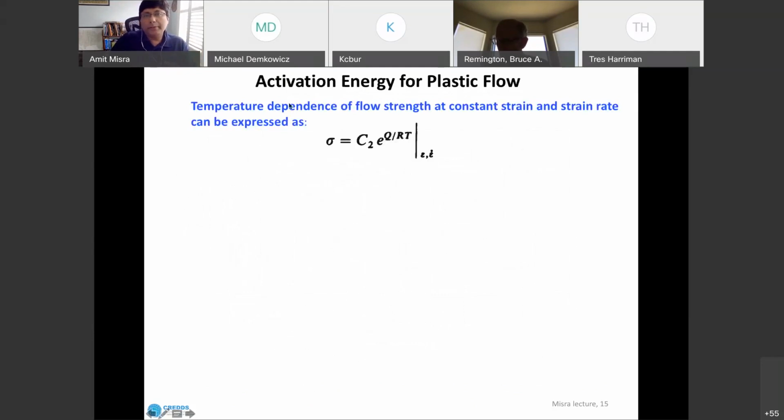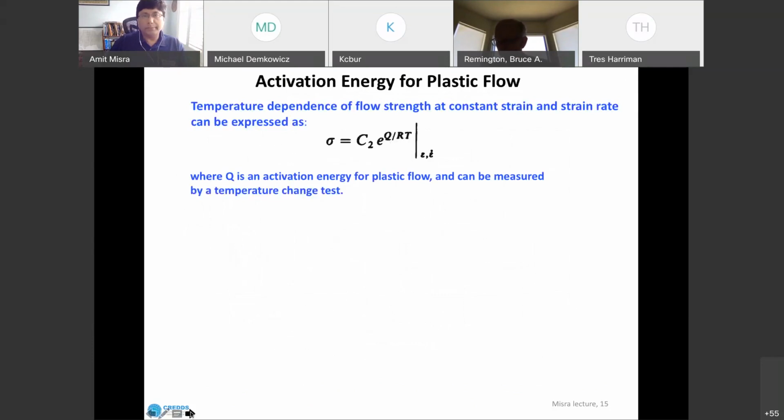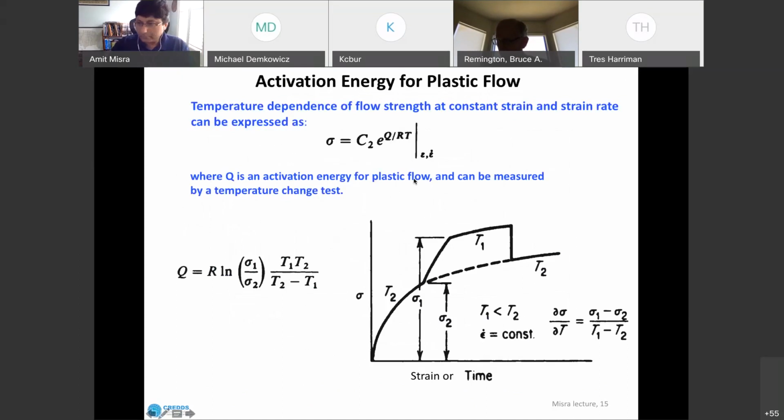The activation energy for plastic flow, temperature dependence, can be given by this equation. So sigma is equal to epsilon to the Q over RT, where Q is the activation energy for plastic flow, and it can be measured by a temperature change test, very similar to the strain rate jump test. But in this case, the temperature is changed, and the corresponding change in flow stress is measured at a constant strain. And we can then use the equation to calculate the activation energy for plastic flow.